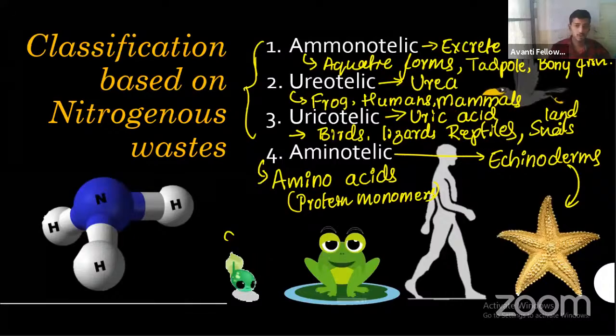And the last one is aminotelic. It actually excretes amino acids. An example is echinoderms. These are like exceptions, but humans also sometimes excrete amino acids. So probably some of you have already heard about taking extra steroids or other things to increase muscles, right?